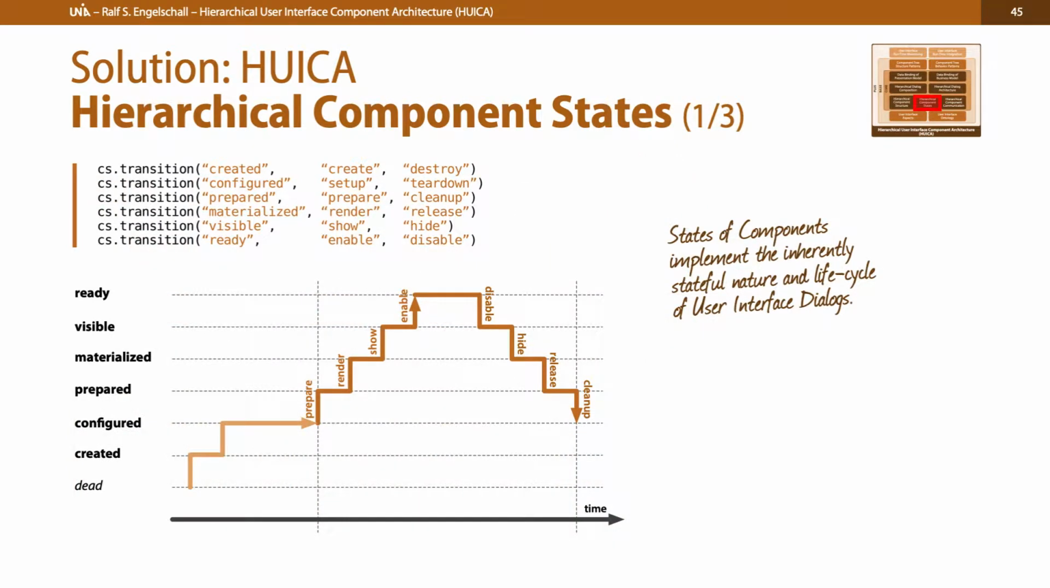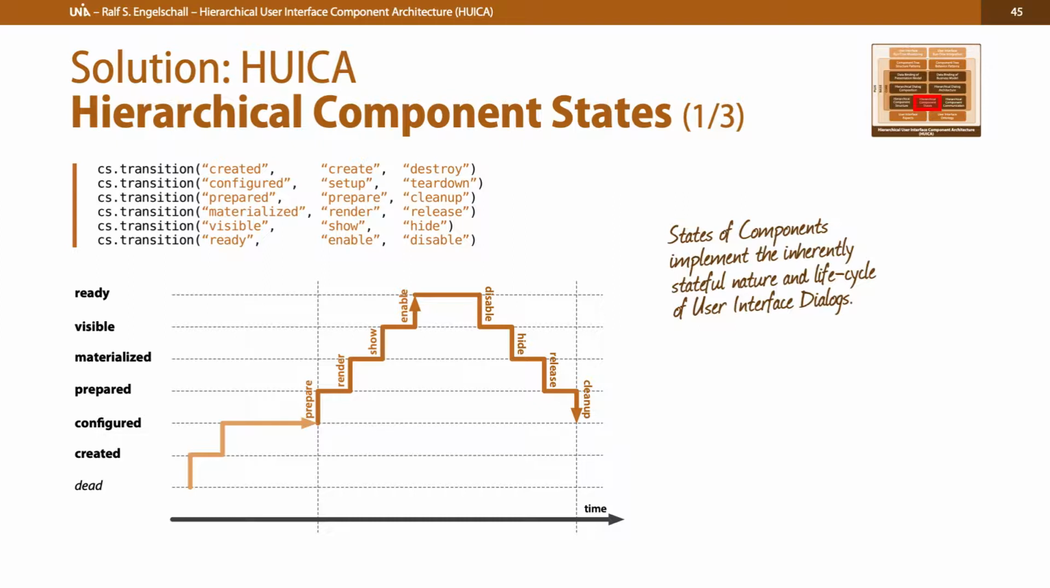Then a user interface is inherently stateful, so HUICA, as its next aspect, has hierarchical component states. The first point, which you see here on the top left, is that in HUICA, in the component system, component.js later, we can first define particular states all our components should have, and for each state we can define the operation to go into the state, so entering the state and leaving the state.